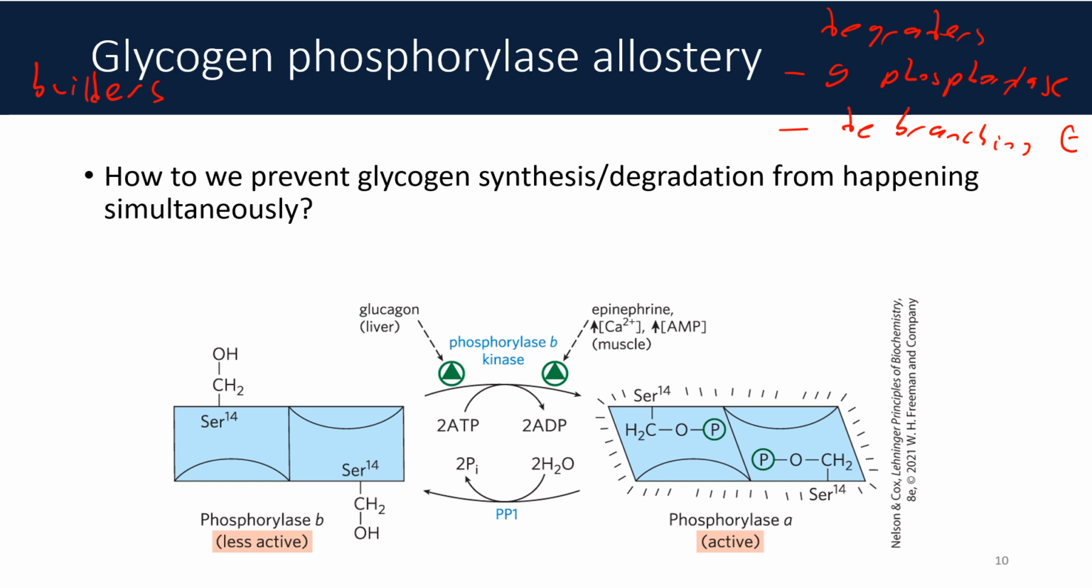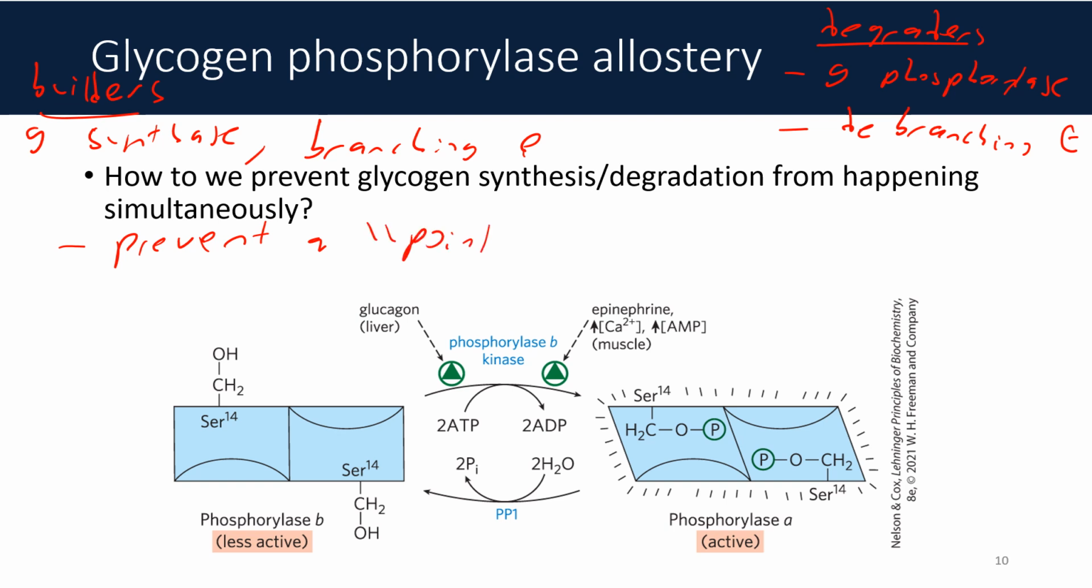The builders are glycogen synthase and branching enzyme. So we have a little bit of a problem. We can't have 2 sets of enzymes with exact opposite jobs running loose. All right? We have to prevent a pointless loop.